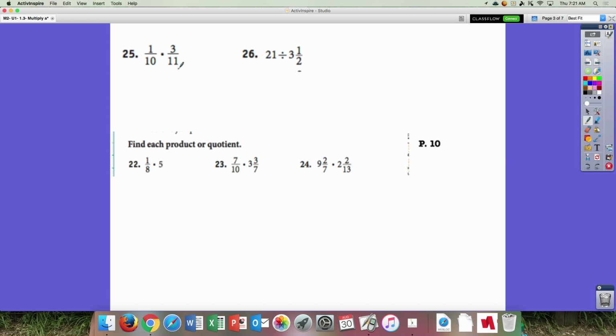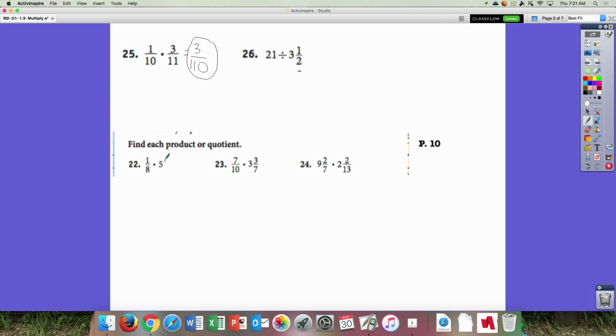Okay? So, again, when we multiply, 1 times 3 equals what? Good. 3. 10 times 11 equals what? I know that's a hard one. You can put in your calculator if you need to. 110. Okay? 3 does not go into 110, therefore this is your answer. Okay? Now, let's keep doing the multiplication, then we can come back to this one.